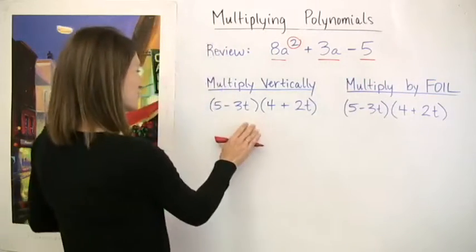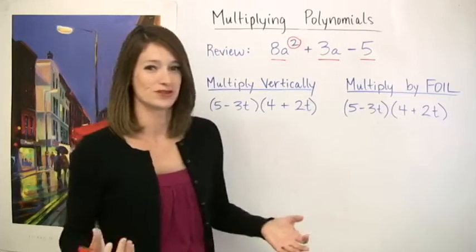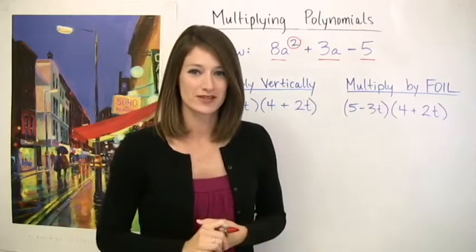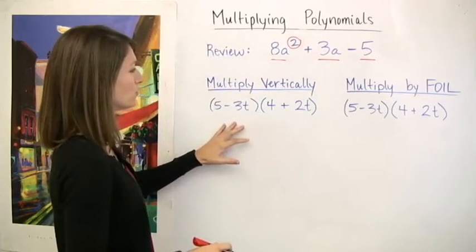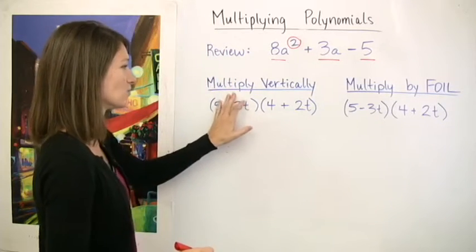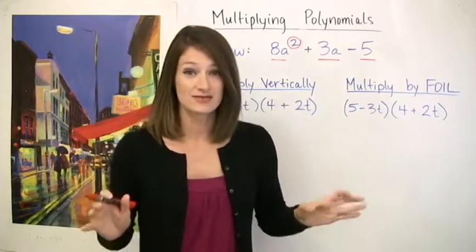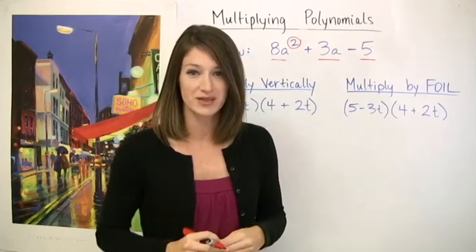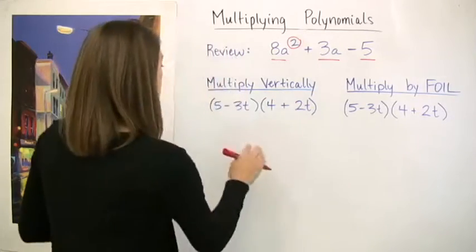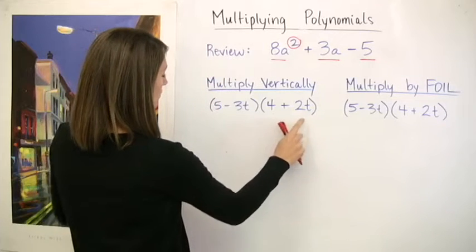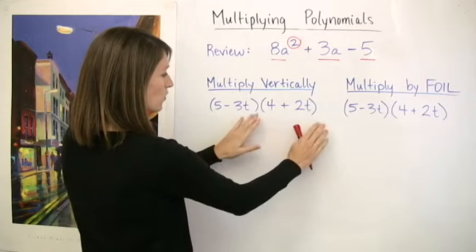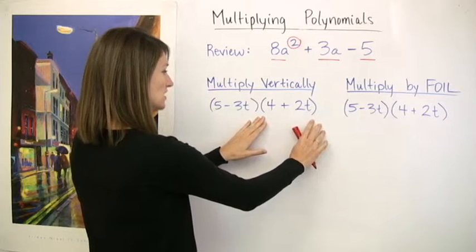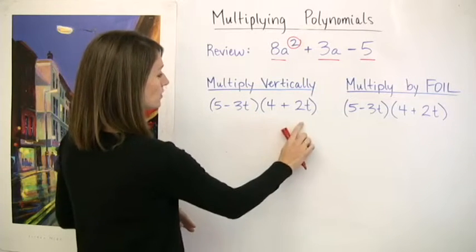So moving on to multiplication of polynomials. In this section, we are going to discuss two different methods in order to multiply polynomials. Our first method is to multiply vertically, and this is very similar to long multiplication with whole numbers. So we can take this polynomial. We have the quantity 5 minus 3t times the quantity 4 plus 2t. So we're multiplying two binomials here.